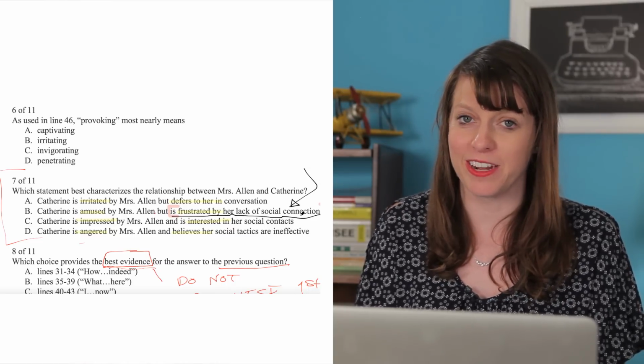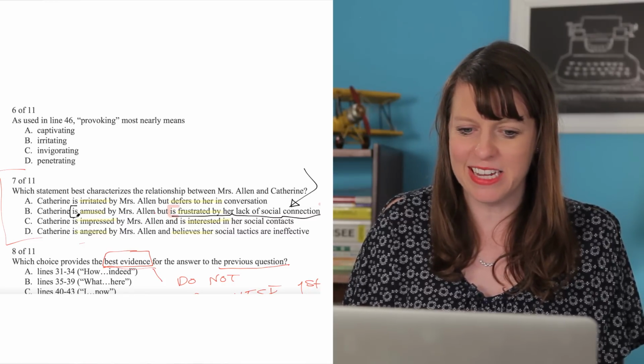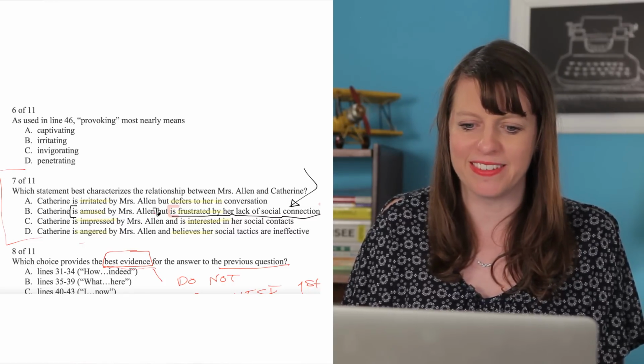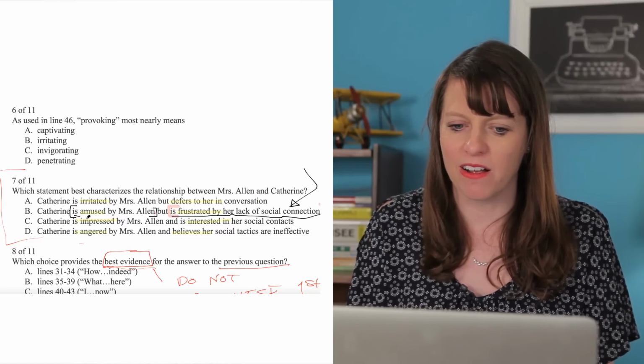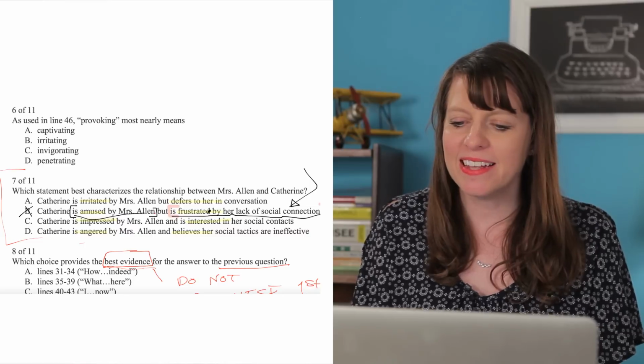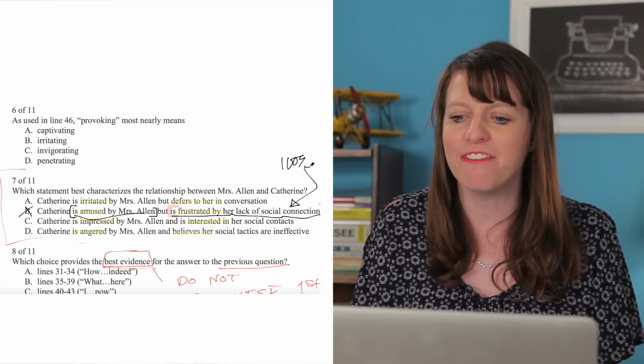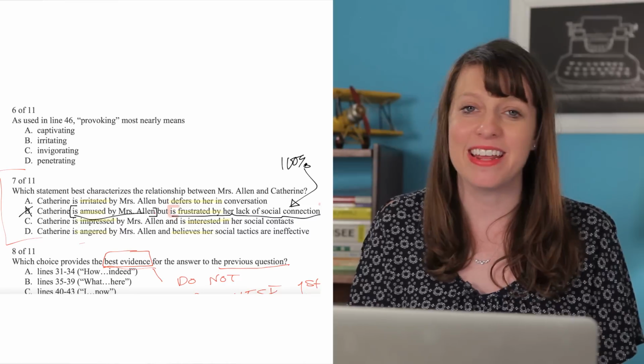Allen's lack of social connection. So this is so easy to agree with, but the problem with this answer choice is this part, she is amused by Mrs. Allen. This is just totally wrong. So this answer choice is wrong, but I have so many students that will pick it because this is so 100% right. But the truth is, even though half of it is 100% right, half right is not right.